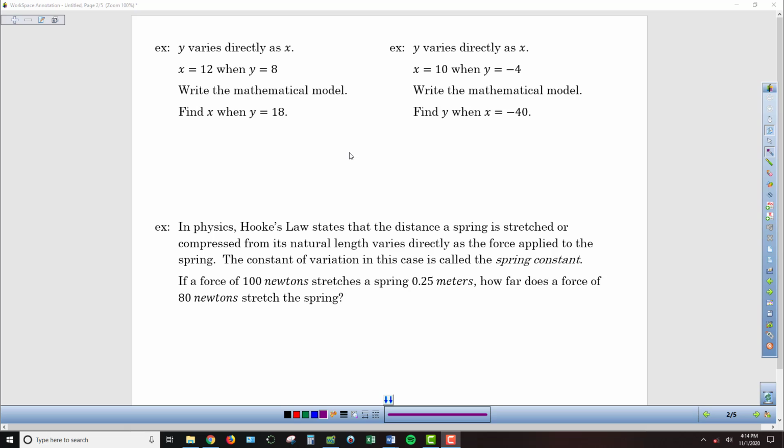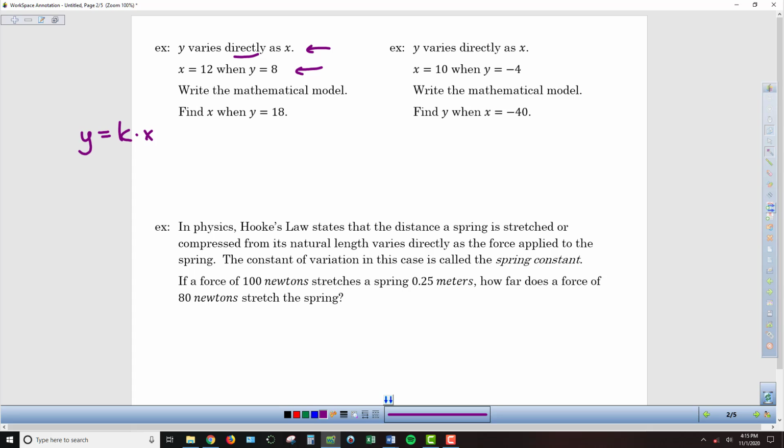So in the examples that we see in front of us, the first thing that needs to be openly stated is the type of relationship between the variables. So here we see y varies directly as x. We are explicitly being told that the variation is direct, so that means we can start with y equals k times x. Then we're given some information about the two variables so that we can determine what is the constant of variation for this particular example.